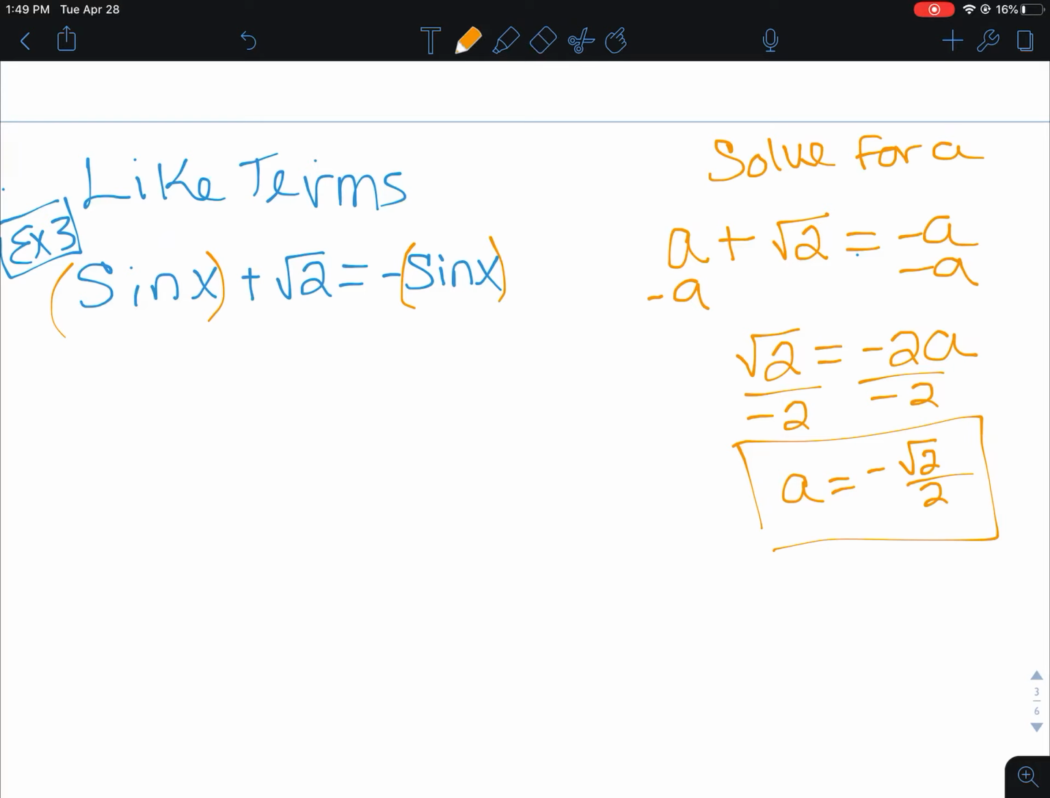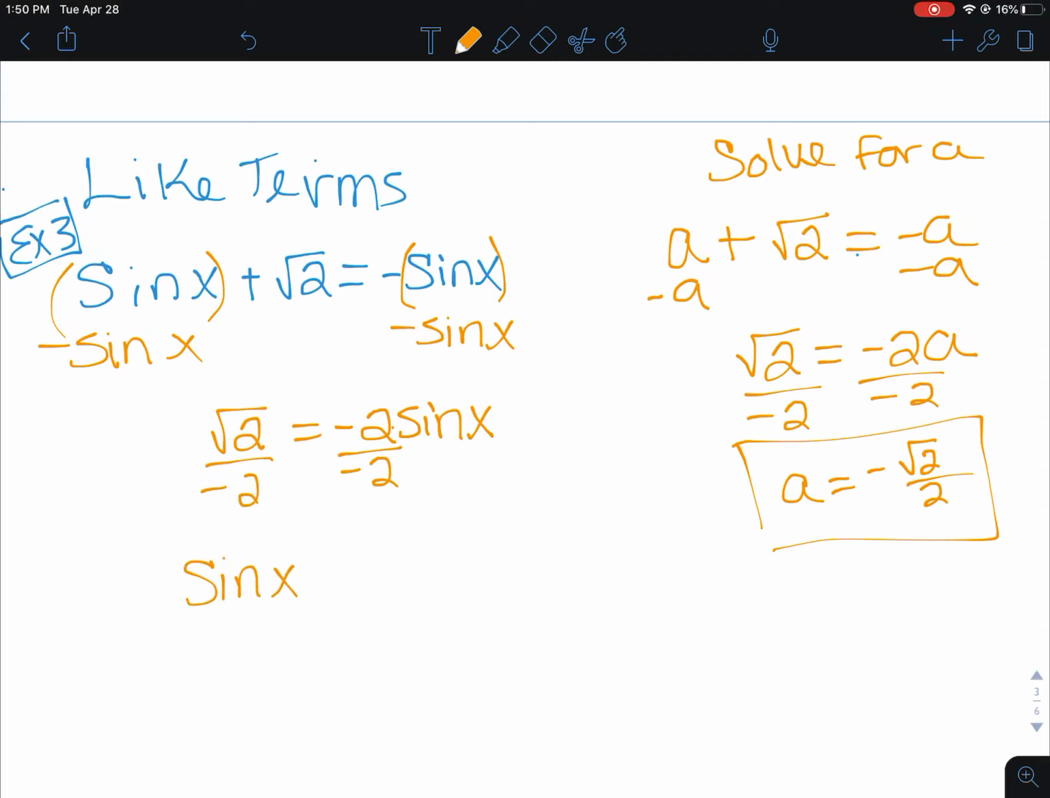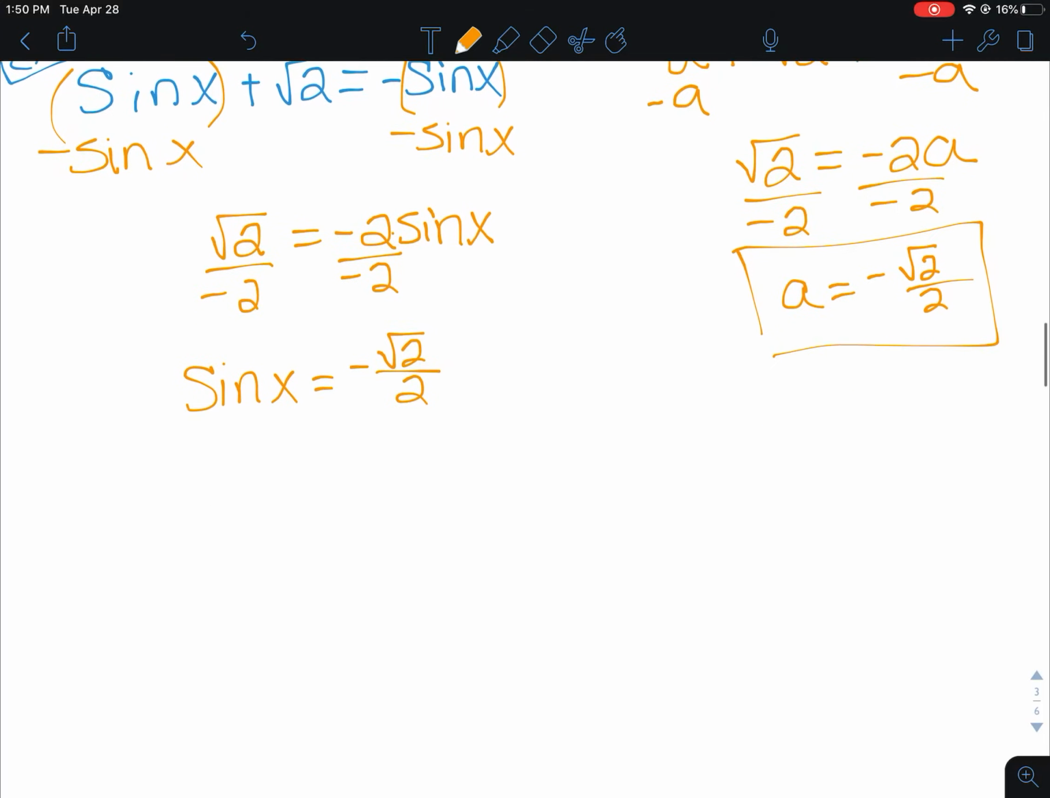So what I'm going to do here is, in order for me to combine like terms, I'm going to subtract sine x from both sides. So the square root of 2 is equal to negative 2 sine x. And then between negative 2 and sine x is just multiplication, so I can divide that away. So the sine of x is equal to negative square root of 2 over 2.